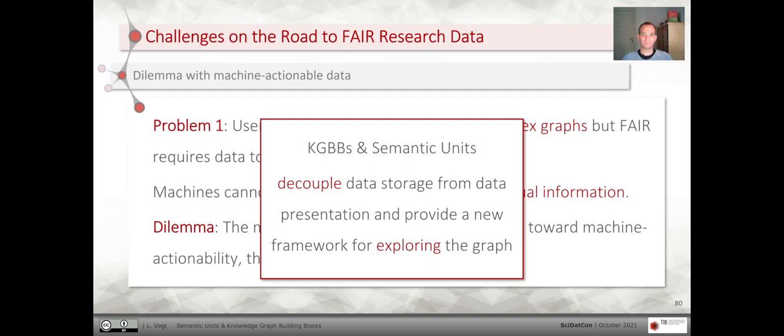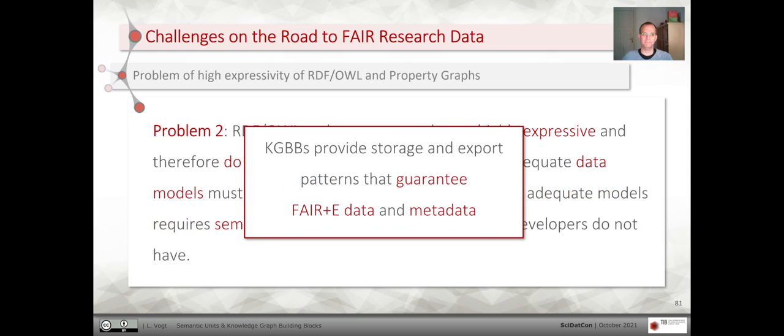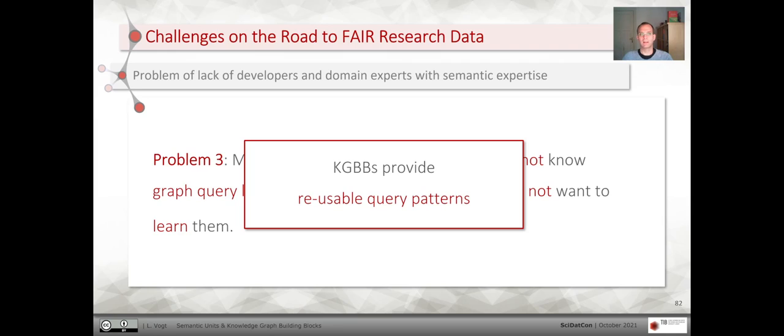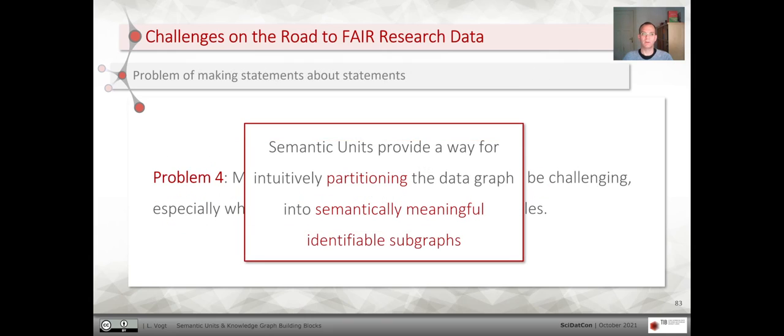Now the conclusion is for the first problem that the building blocks and semantic units decouple data storage from data presentation and provide a new framework for exploring the graph. So we don't have the problem with users having to deal with very complex graphs. The second problem, the high expressivity of RDF, OWL, and property graphs, is also dealt with because the building blocks provide storage and export patterns that guarantee FAIR+E data and metadata. The third problem, the lack of developers and domain experts with semantic expertise and knowledge of query languages. The building blocks provide reusable query patterns, so this would be solved as well.